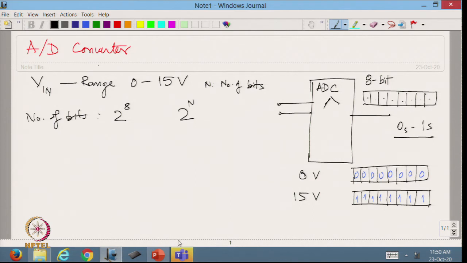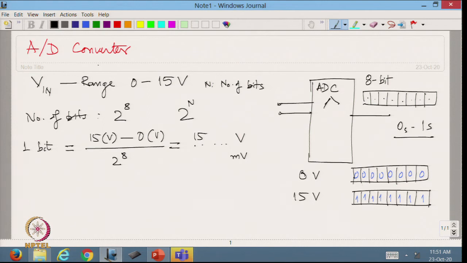And then what we do? We say that 1 bit is equal to the range, that is 15 volts, which is the maximum value, minus 0 volts, which is the minimum value, divided by 2 to the power 8. This many volts, or we may call it so many millivolts, is the change for 1 bit. That means, if the input signal changes by this many millivolts, this number will go up by 1.